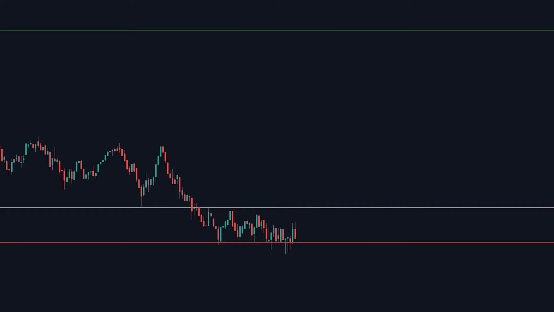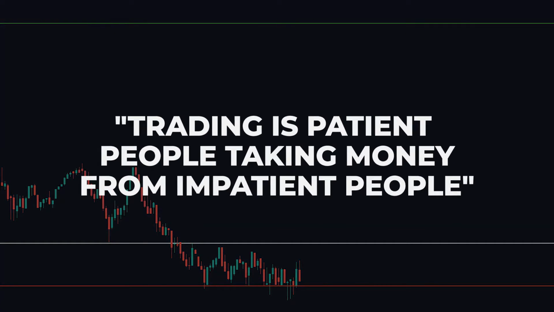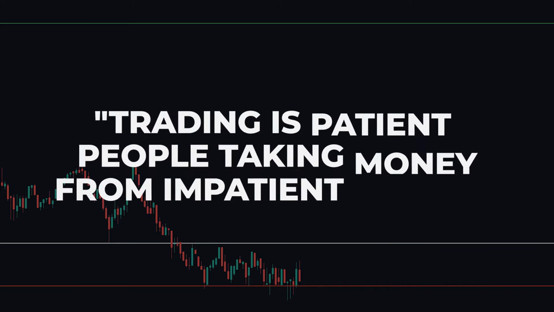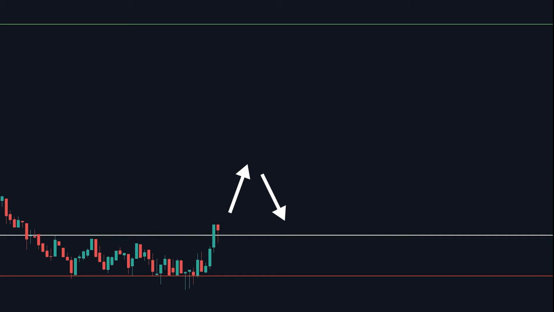We're gonna keep the exact same support, resistance, and take profit line. The only thing we're gonna add to the strategy is a little bit of patience. One of my all-time favorite quotes in trading is that trading is patient people taking money from impatient people, and it's so true. Instead of entering when the price breaks through our white resistance line, we're gonna wait for a pullback to happen and bounce off our line. You might be saying to yourself, why would we wait for a pullback if we're entering at the same exact price anyways? The answer is taking advantage of your risk to reward ratio.